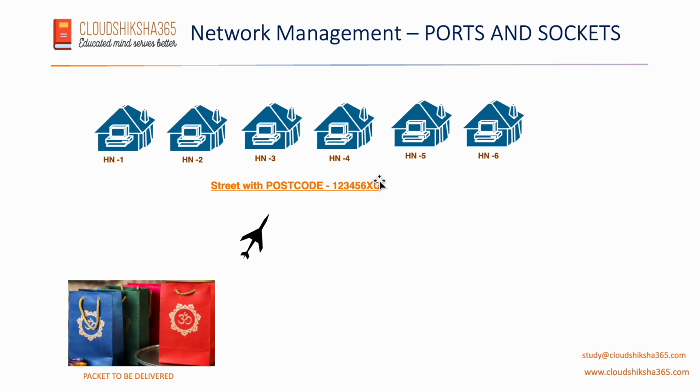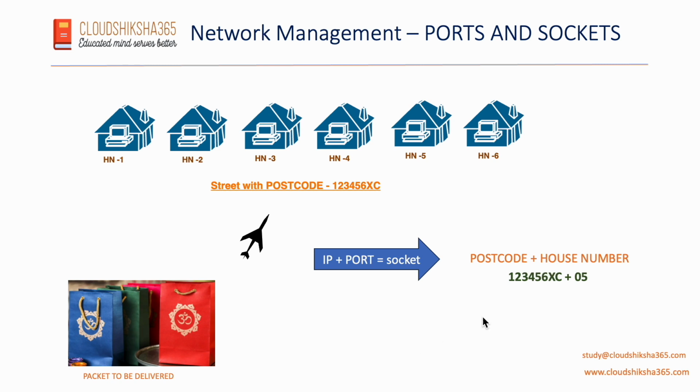So with postcode we need a house number, and the same goes for the IP address and the port number. Only having the host name or the IP address is not enough; we also need to know the port number. So that means in order to have the delivery, we need postcode plus house number. In the same way, in order to have the data packet delivery, we need IP plus port.